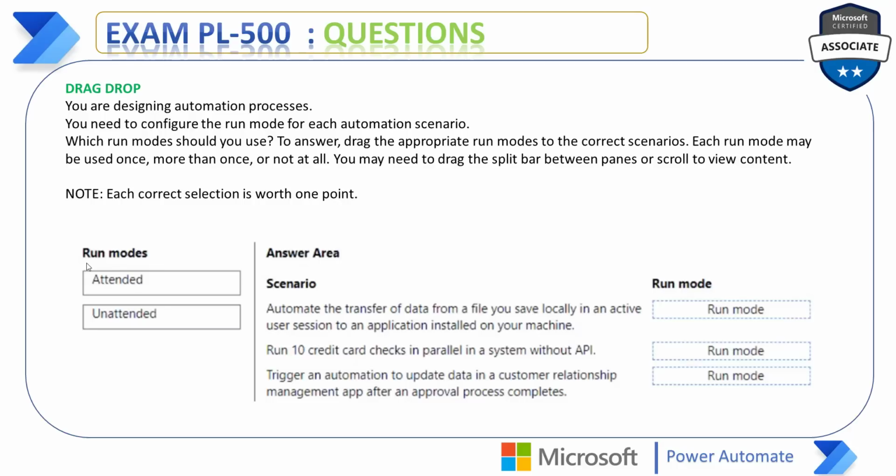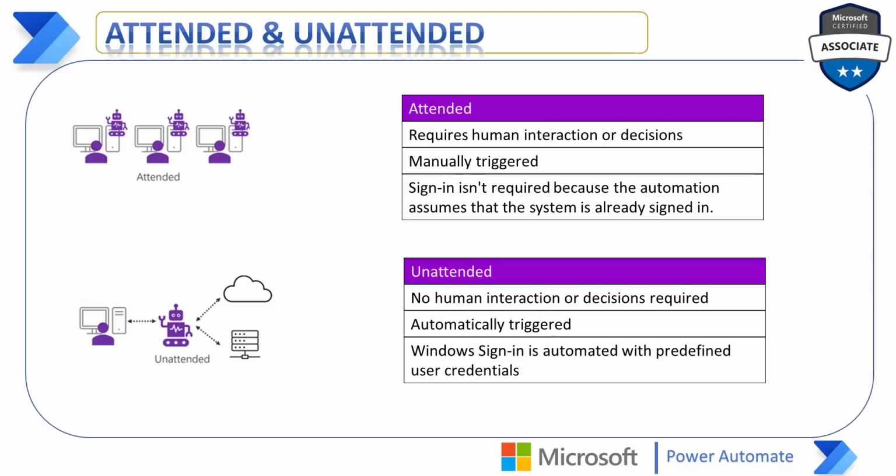If you see on the screen, there are run modes available. One is attended, another one is unattended. These are the two modes which we are having. There you can see I'm having an answer area. Three scenarios have been given and we have to map, or drag and drop, the run modes for each scenario.